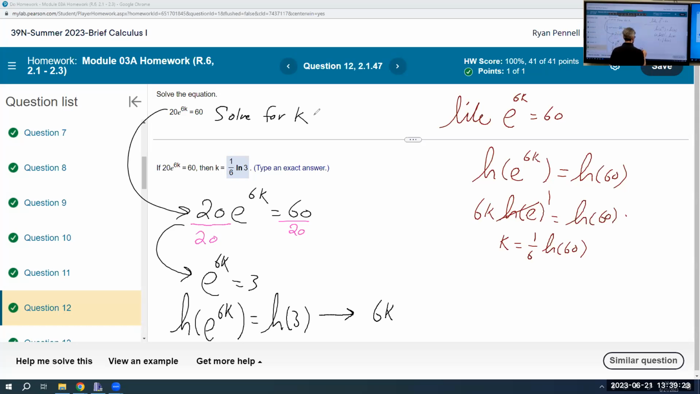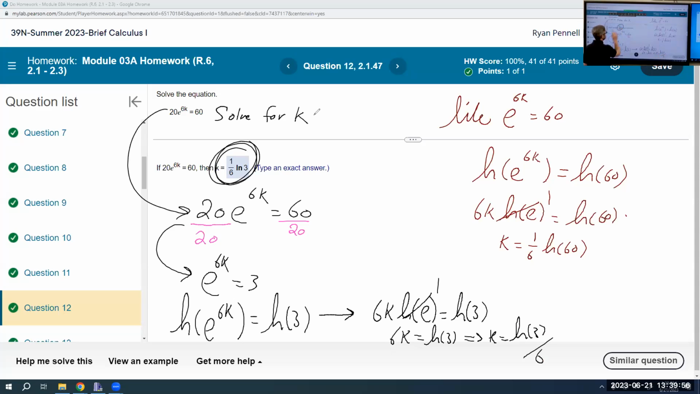Six k ln e equals ln 3. The natural logarithm of e just goes to 1, just like the common log of 10 goes to 1. So we have 6k equals ln 3, and k equals the natural logarithm of 3 over 6. This one was okay with the exact solution, so I didn't have to type it.